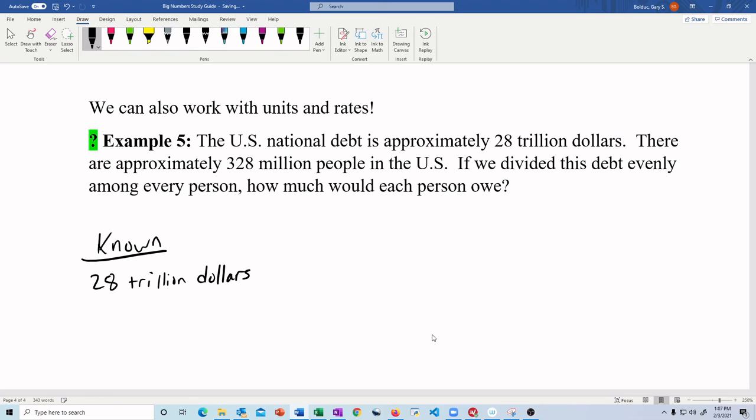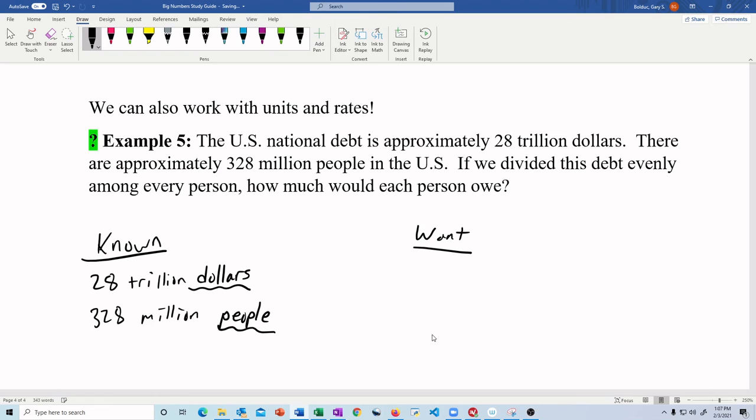Again, remember, we're focusing on the units here. And I also know 328 million people. Okay, another unit. Well, what do I want? What am I trying to get at? Go back to the problem.